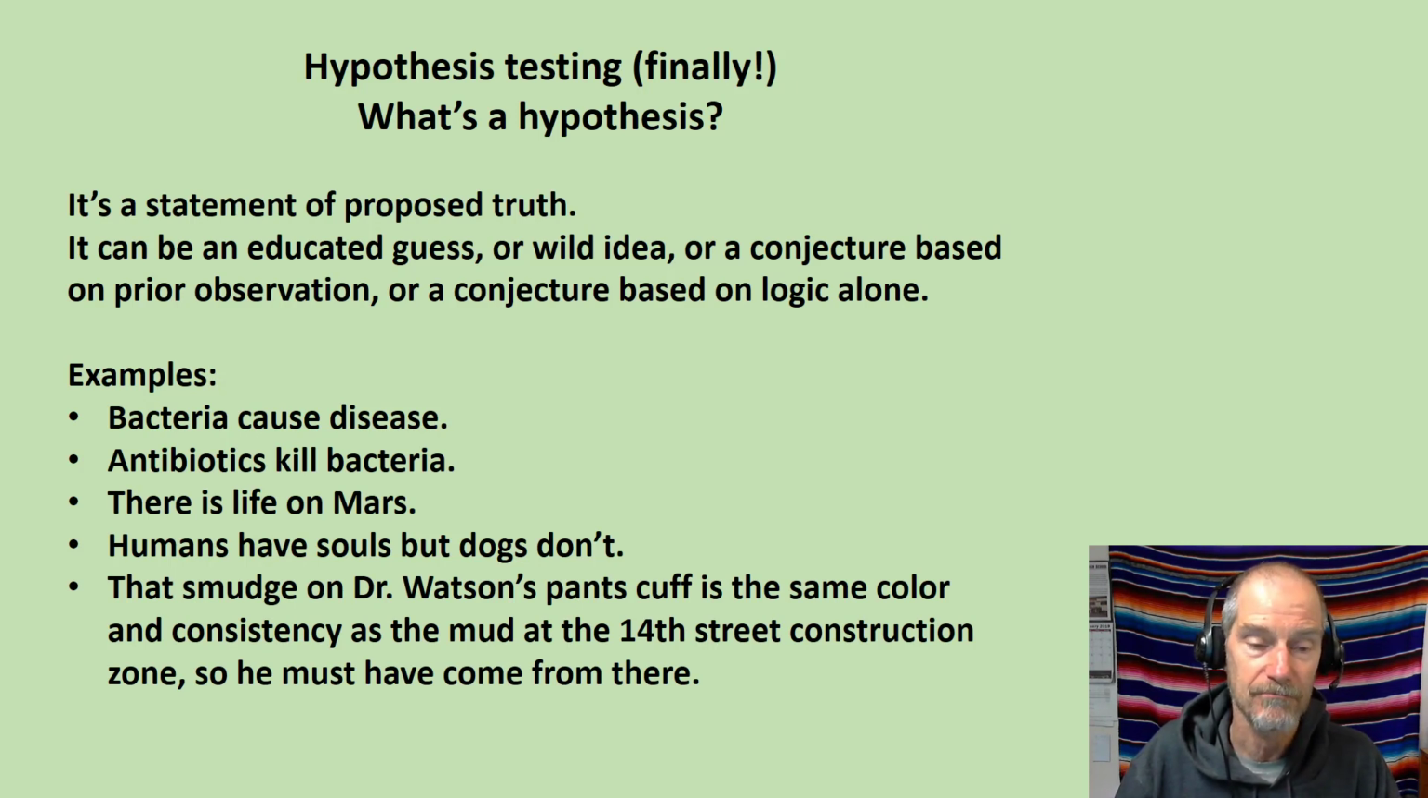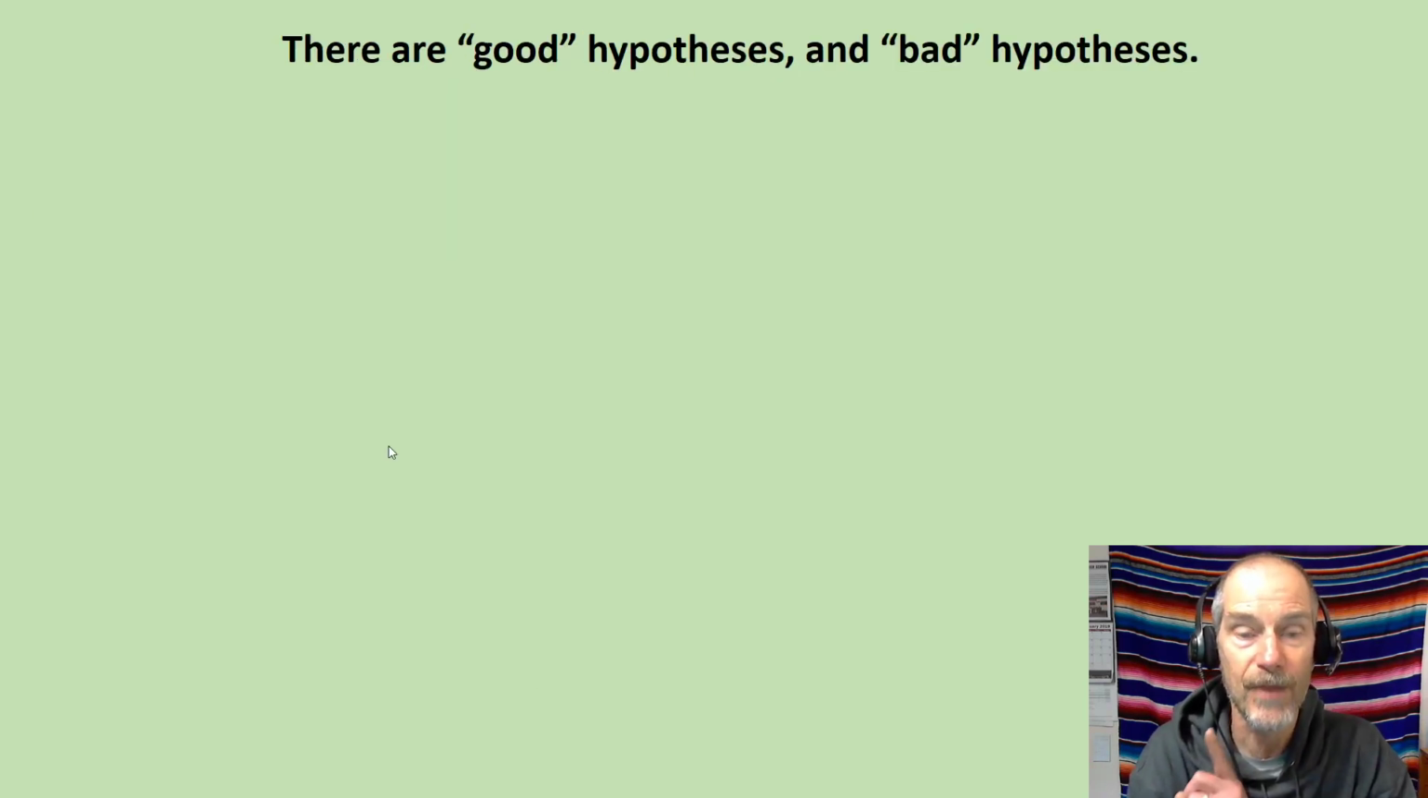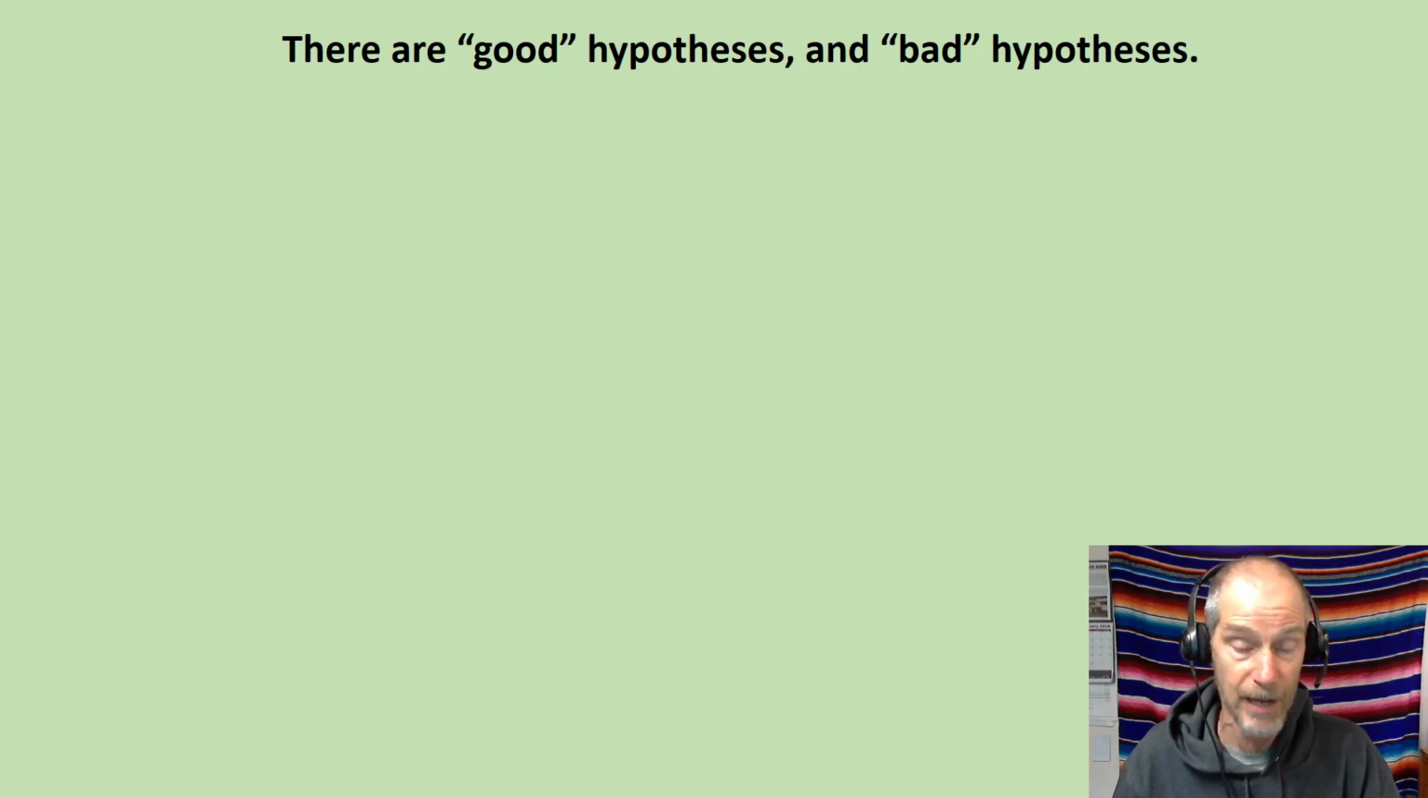There is life on Mars. What's the evidence? Humans have souls, but dogs don't. Okay. If you say so, I'm not even going to believe you even if you do say so. I want to see some evidence. That smudge on Dr. Watson's pants cuff is the same color and consistency as the mud at the 14th Street construction zone. So he must have come from there. That's a statement based on logic alone and some observations. Okay, they're all hypotheses. They're not necessarily good hypotheses or bad hypotheses. They're just hypotheses. They're statements of proposed truth.